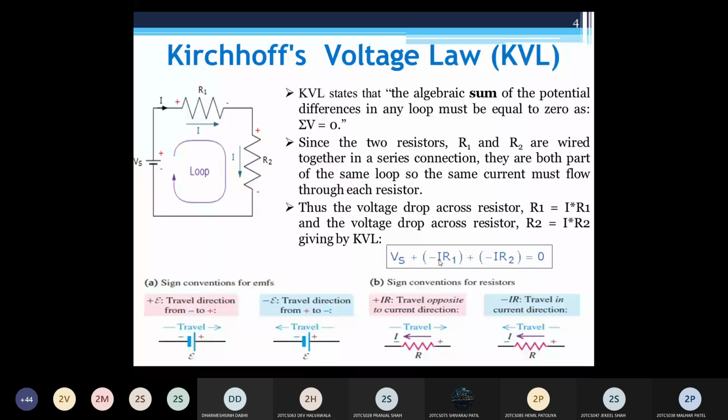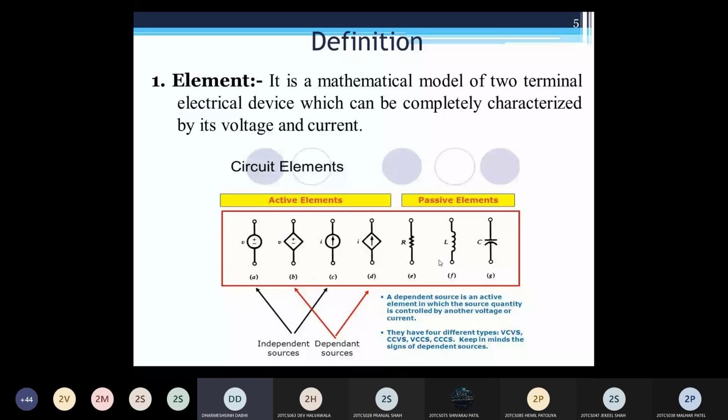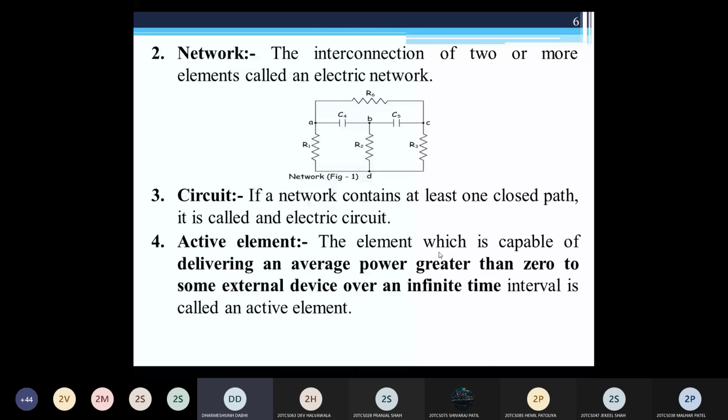Okay. So last lecture we saw some definitions related to electrical circuits. The first definition we saw was elements. I think all of you are clear what the elements are, what the active elements are, what the passive elements are. Then we saw the definition of network. Any interconnection of two or more elements is called an electrical network. Then we saw the definition of circuit. If any network contains at least one closed path, that is called an electrical circuit.